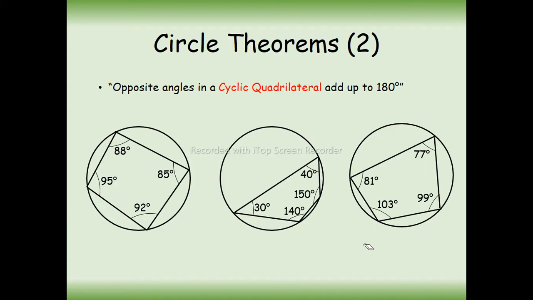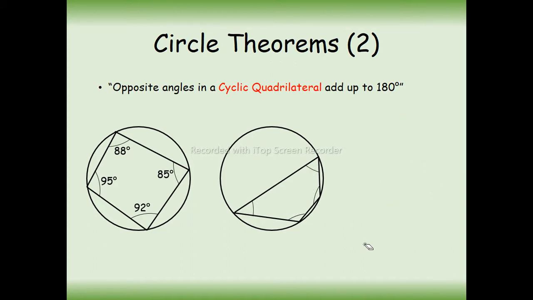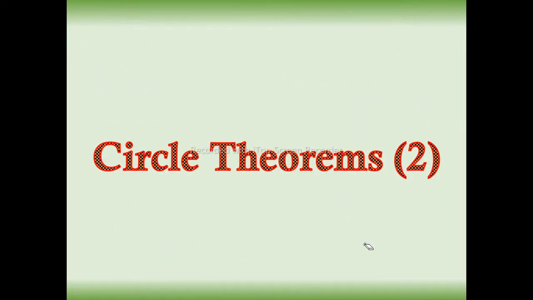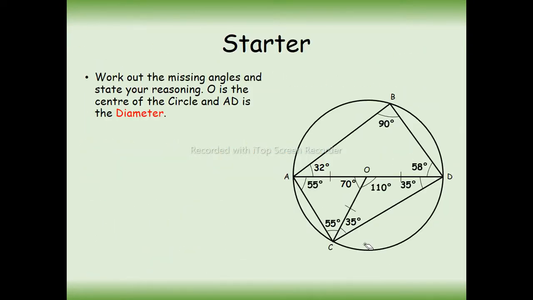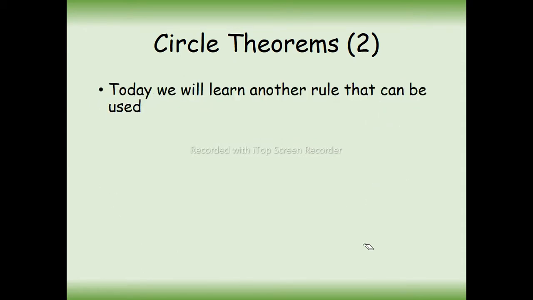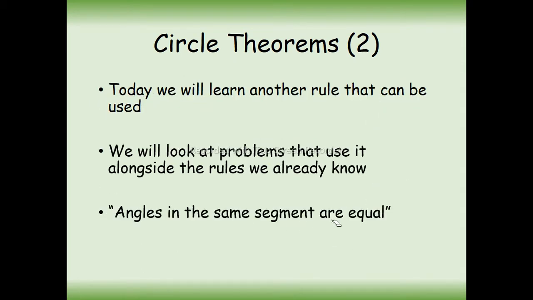We got 4 more theorems to go. So far we're on the fourth one. Mr. Petit, I think I missed a theorem. What's the theorem you missed? I missed the bow tie. The bow tie theorem says angles in the same segment.